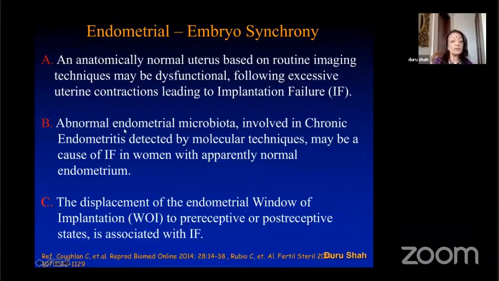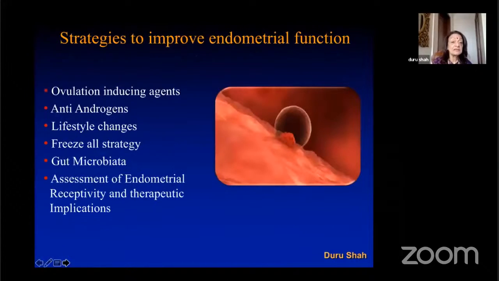Second is if there's an abnormal endometrial microbiota, which I have talked about, which can be detected by molecular techniques, and this could be the cause of implantation failure, wherein the endometrium looks completely normal, but when you do the test or the CD4 cells, you'll know that there is an infection, you have to treat it prior to transferring the embryos. And the third, of course, is the most common, the displacement of the endometrial window of implantation. Either it is pre-receptive or it is post-receptive, and it is associated with implantation failure. In about 25% of patients, it is said that this window of implantation is disturbed.